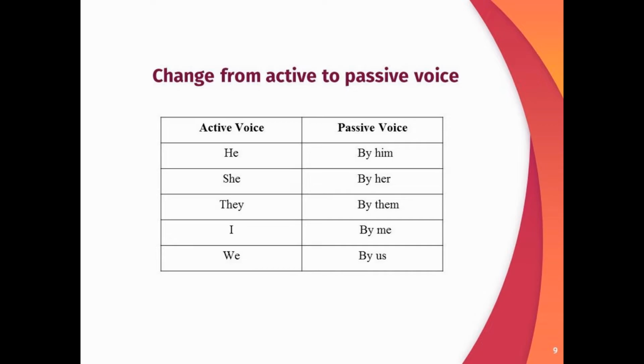Next, we are going to see about the rules when we change from active to passive voice. Active voice, passive voice. He becomes by him in passive voice. She becomes by her in passive voice. They becomes by them in passive voice. I becomes by me in passive voice. We becomes by us in passive voice.